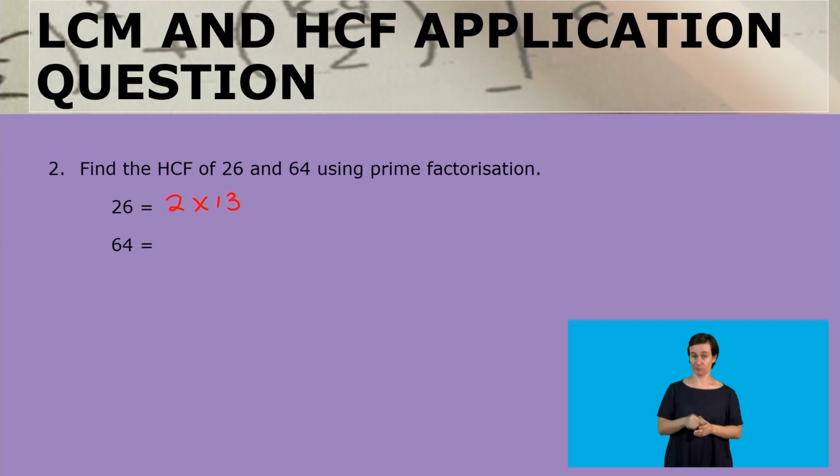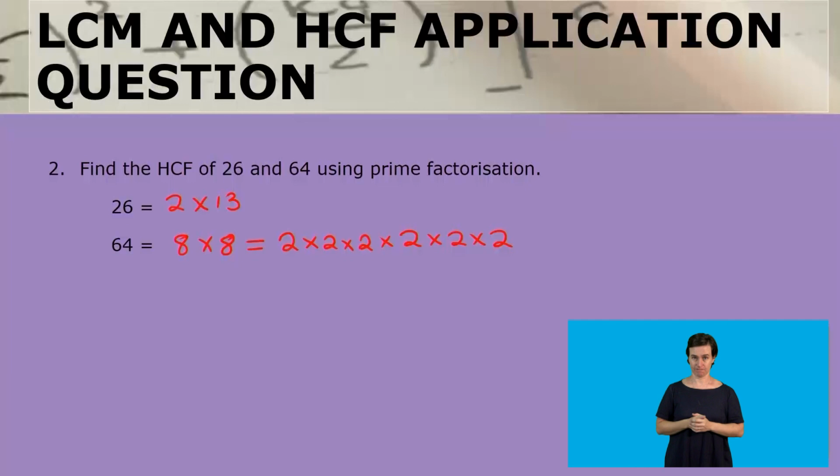Then I have 64. And when I look at 64, we know that 64 is 8 multiplied by 8. But because 8 is not a prime number, we can break down that 8. We know that 8 is equal to 2 multiplied by 2 multiplied by 2. And now we have a second 8, so that's again 2 multiplied by 2 multiplied by 2. So that 2 is multiplied by itself 6 times.